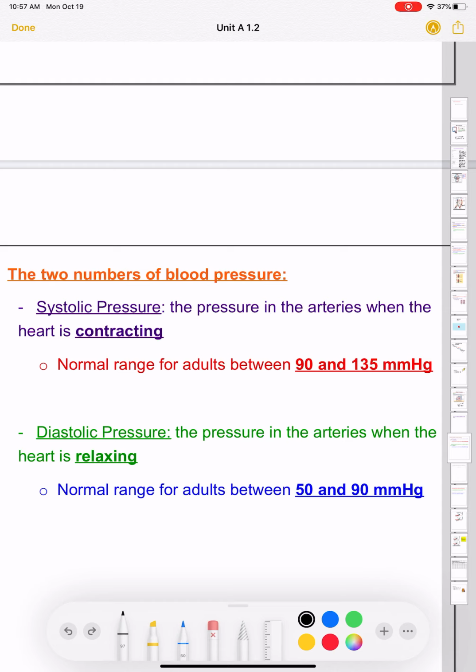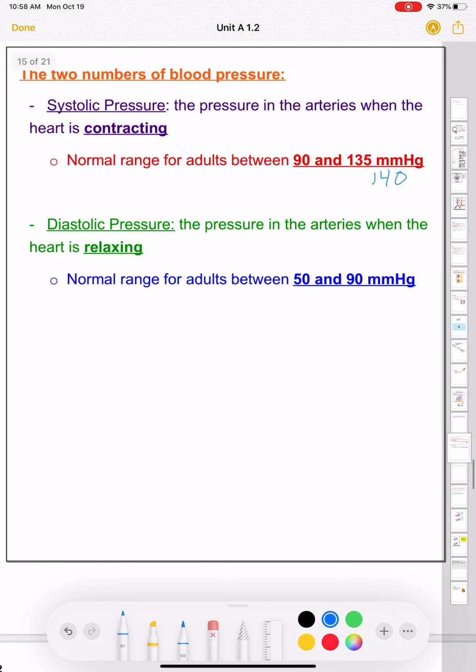Your diastolic pressure is the pressure on your arteries when your heart is relaxing. So this should be a lower pressure. If you have a really high pressure when your heart is supposed to be relaxing, there's probably something wrong there. A normal pressure for an adult is between 50 and 90. For me, I was told that normal is up to 140, but this is saying 135, so whatever that is. Like I told you before, the classic normal-ish range is 120/80.